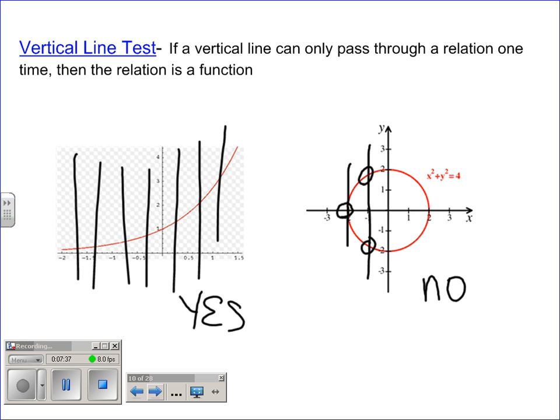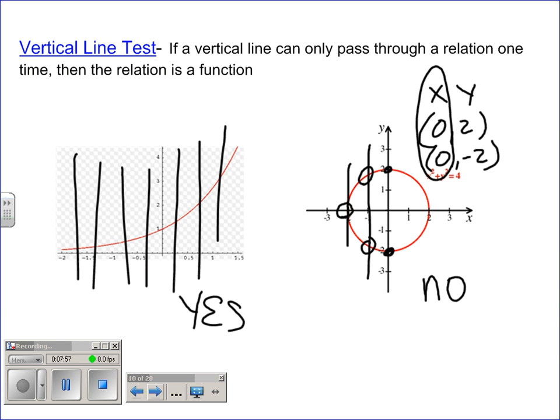Let's connect this to what we were talking about when we were looking at tables. For example, let's look at (0, 2) and the point (0, -2). So you see here (0, 2) and (0, -2). What we said when we were looking at the table is that if there's a copy of x, then it's not a function. Basically, we're saying in a simpler form that for every x value, there can only be one y value. And for an x value of 0, there are two different y values. So that is not a function.